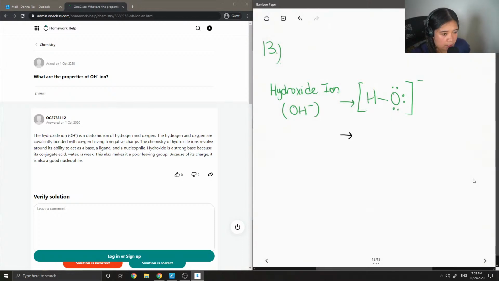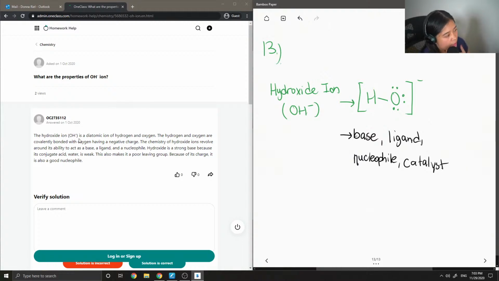So the hydroxide ion can be used as a base. It can also be used as a ligand. It can act as a nucleophile since it has that negative charge. And it can also just be a catalyst. Okay, so there's a lot of different functions for the hydroxide ion.